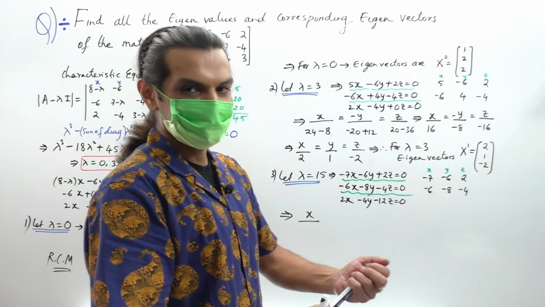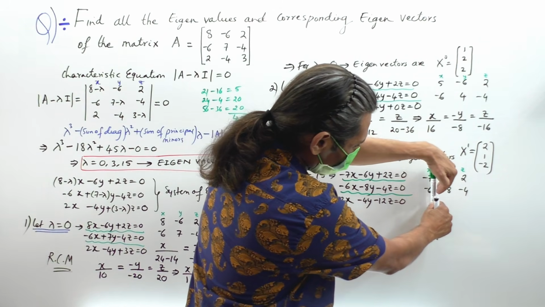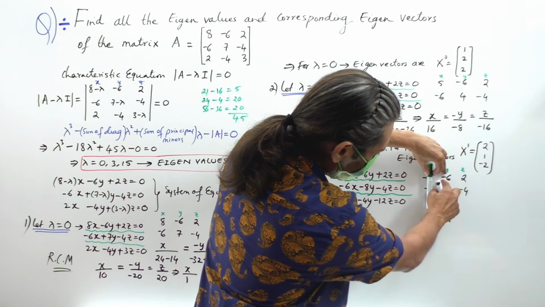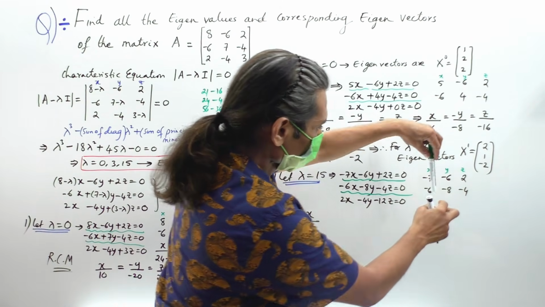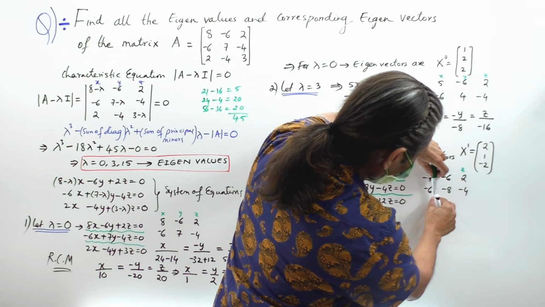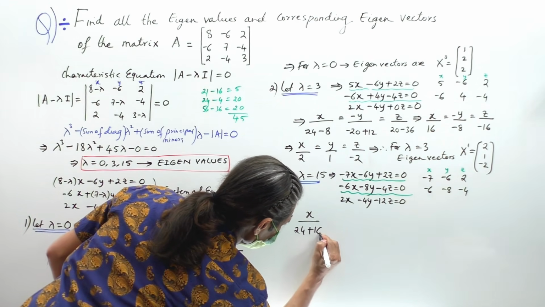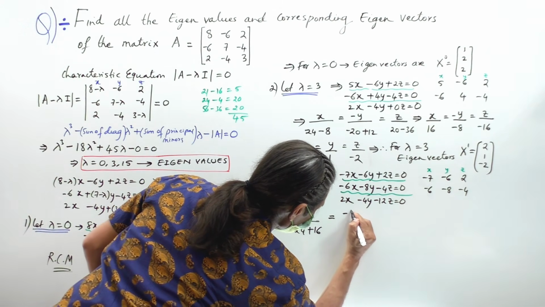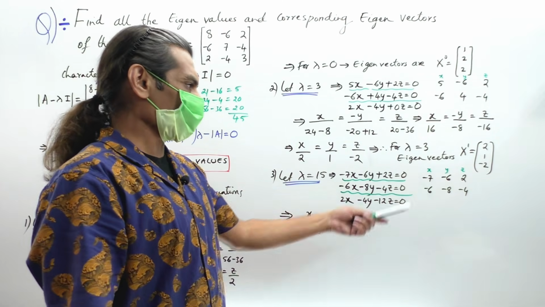Now you can do it yourself easily. So please tell me what to do. Leave the x column here. Minus 6 into minus 4 is 24, minus 8 into 2 is minus 16. So minus plus 16. Be very careful about the signs while following this determinant method.